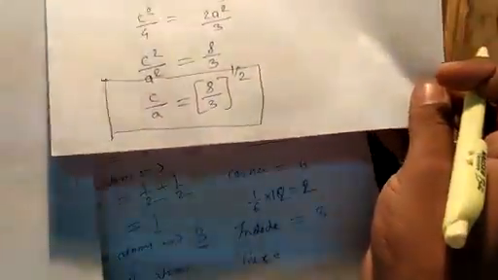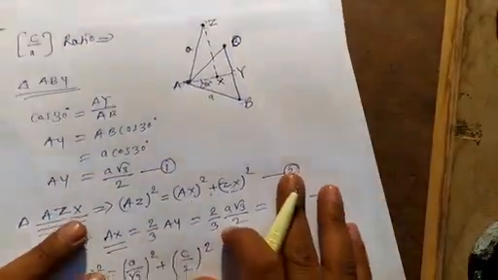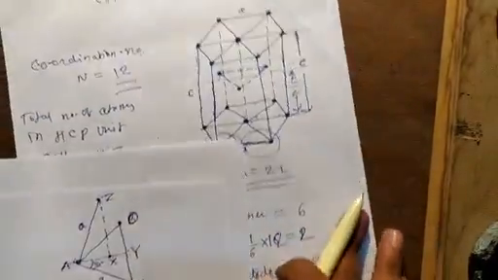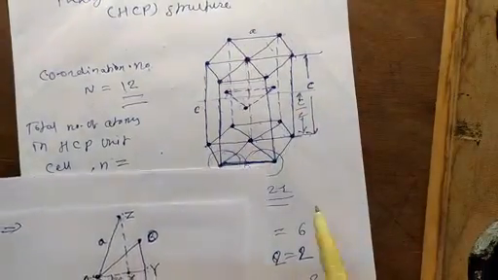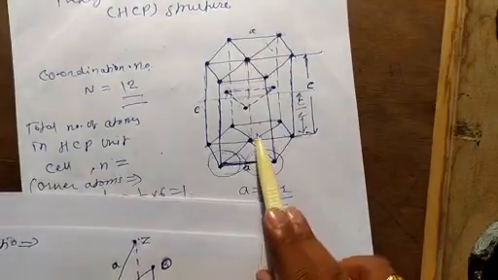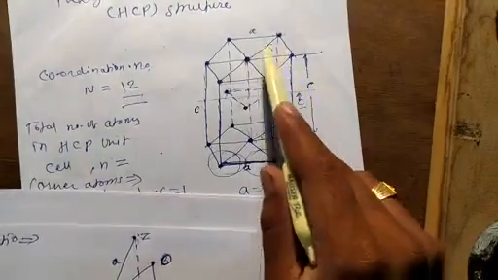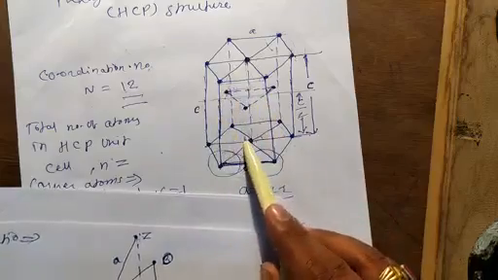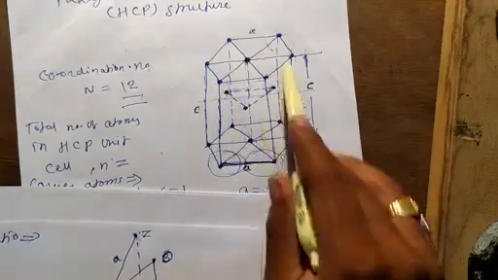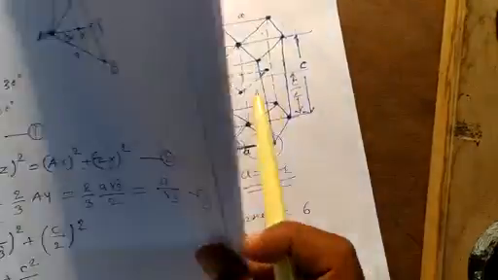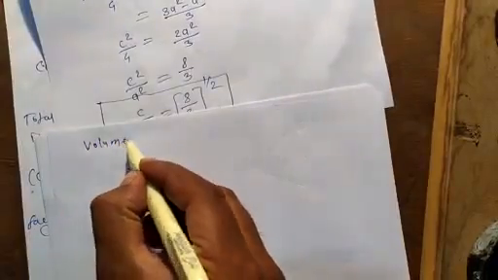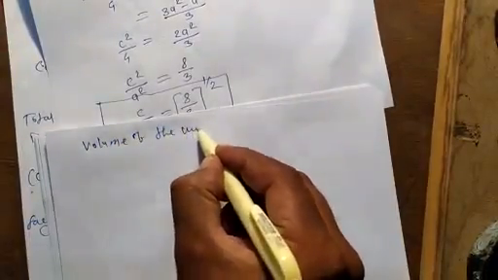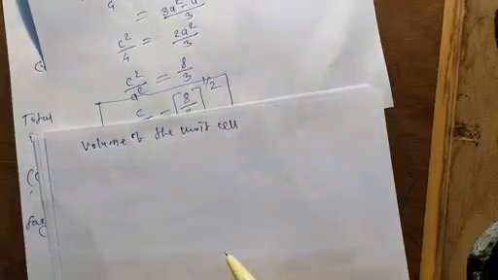Now we have to calculate the volume of this unit cell. What is the volume of the unit cell? Because we know that for the calculation of packing factor for this unit cell, we need the volume of the atoms inside this unit cell and the volume of this unit cell. So let us now calculate the volume of the unit cell.